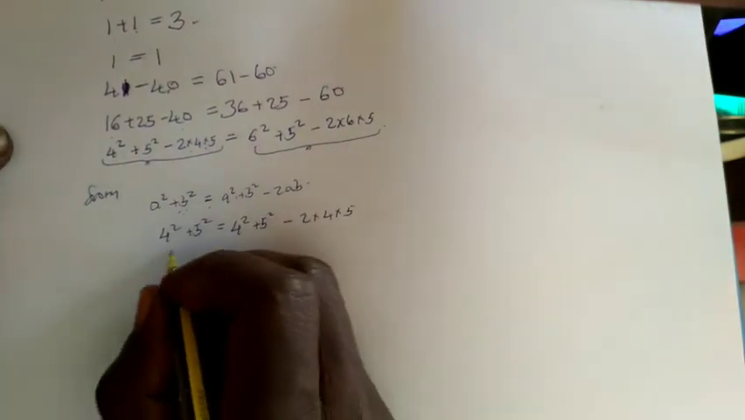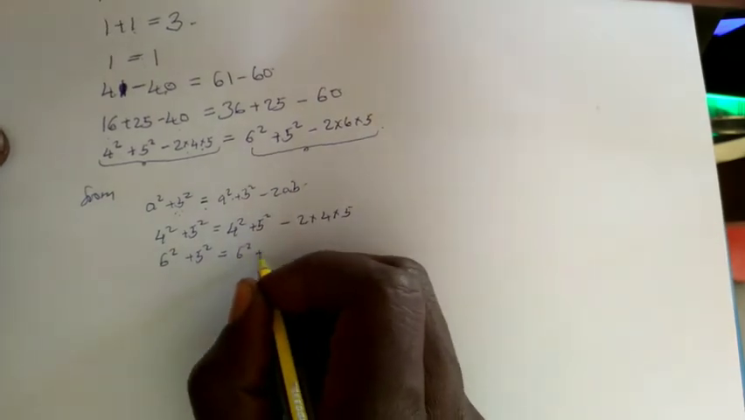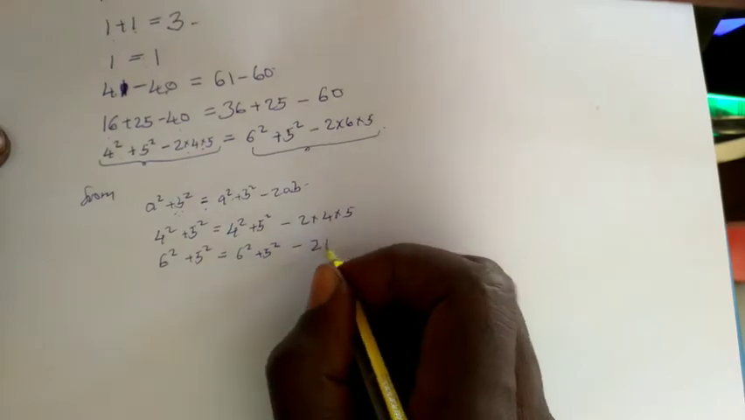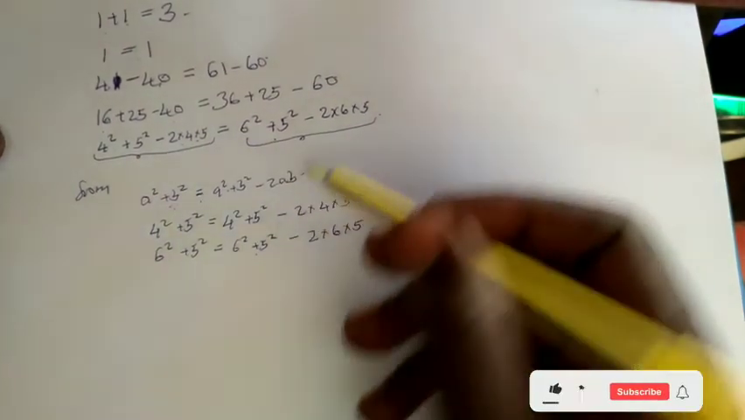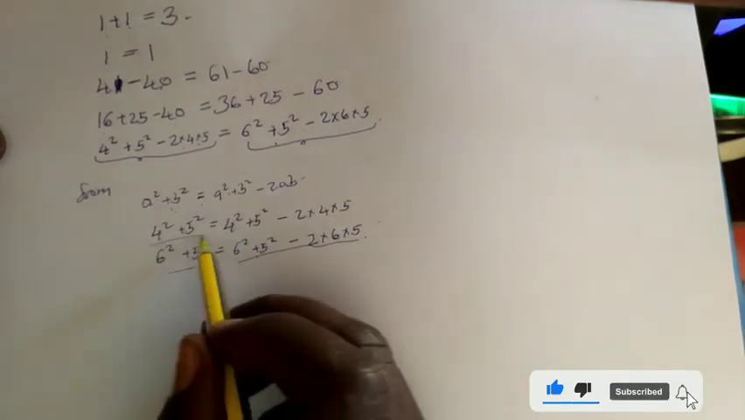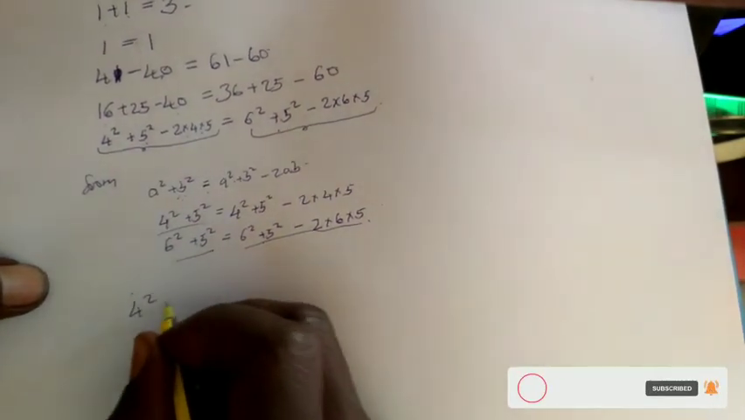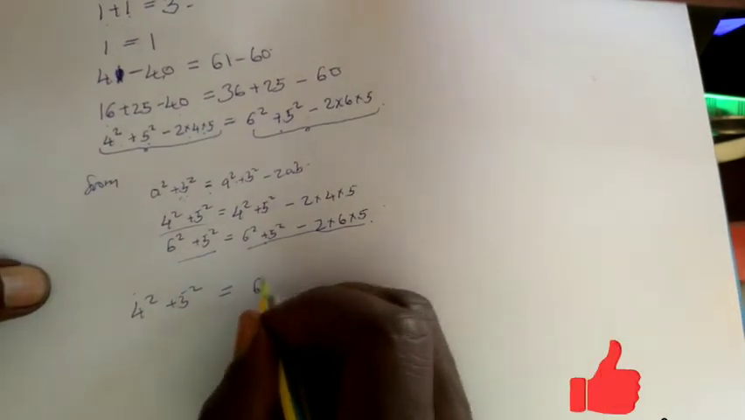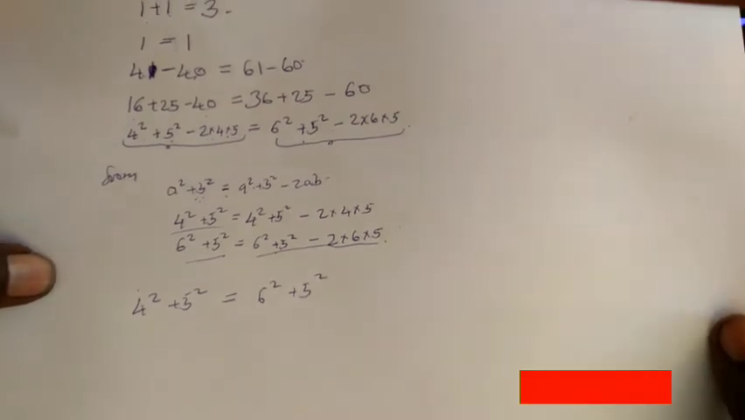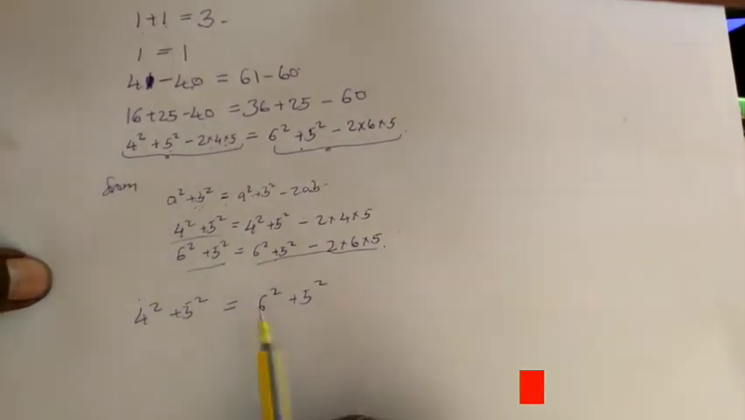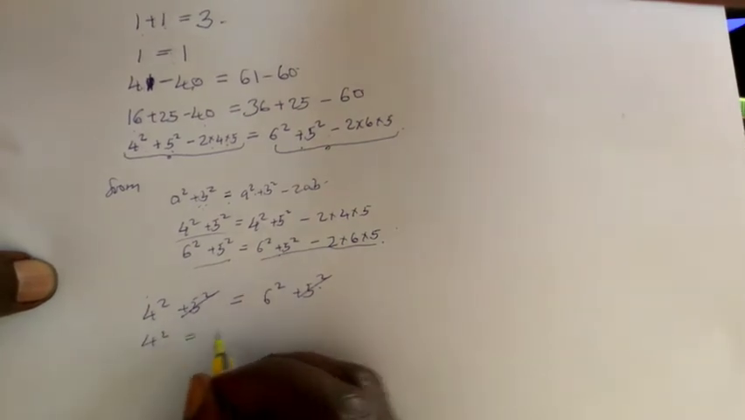And here you can say 6 squared plus 5 squared will be equal to 6 squared plus 5 squared minus 2 times 6 times 5. Then, instead of writing this one, you write this one, and then you write this one here. Now it will be 4 squared plus 5 squared equal to 6 squared plus 5 squared. After solving this way, what can we do? Here this is 5 and this is 5, you can take them away. Then 4 squared will be equal to 6 squared.